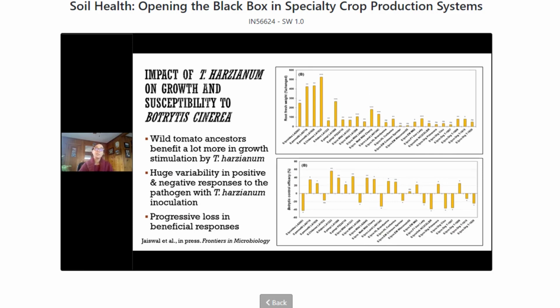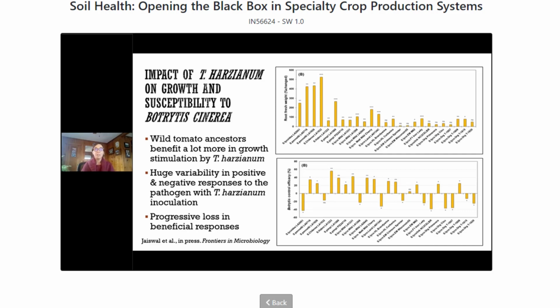The top figure is just the increase in growth of these tomato plant genotypes in response to being inoculated with this beneficial microbe, Trichoderma. And so the ones on the left, those are all the wild plant genotypes, and then we go across in this domestication gradient. And so we saw that, yes, indeed, supporting our hypotheses, the older, wilder genotypes were much better able to benefit from being inoculated with these Trichoderma.